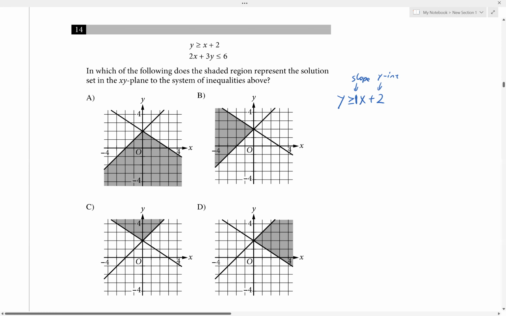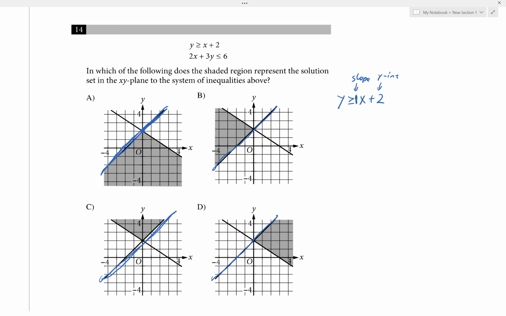Okay, so we should have a point, the y-intercept at 2. And the slope is 1, so we go up 1 over 1, up 1 over 1. So we're talking about this line here. This is y equals x plus 2. And pretty much all the graphs have it, right? They all have this line. So we know they graphed the line correctly. The key is I've got to figure out the shaded region.